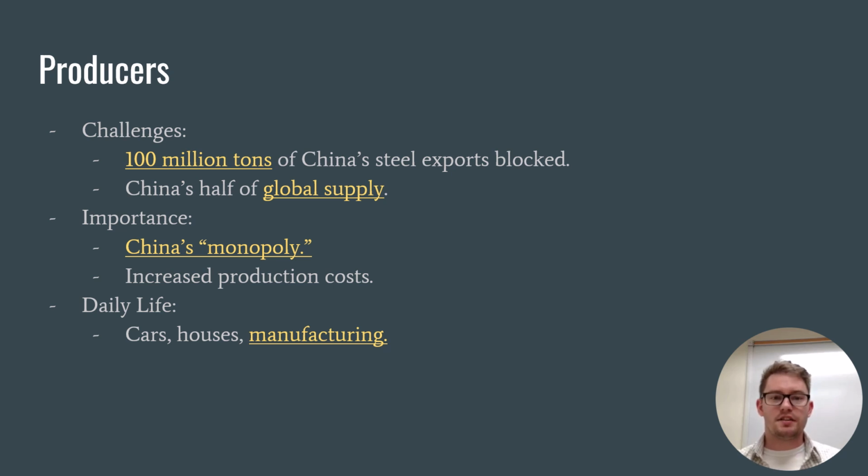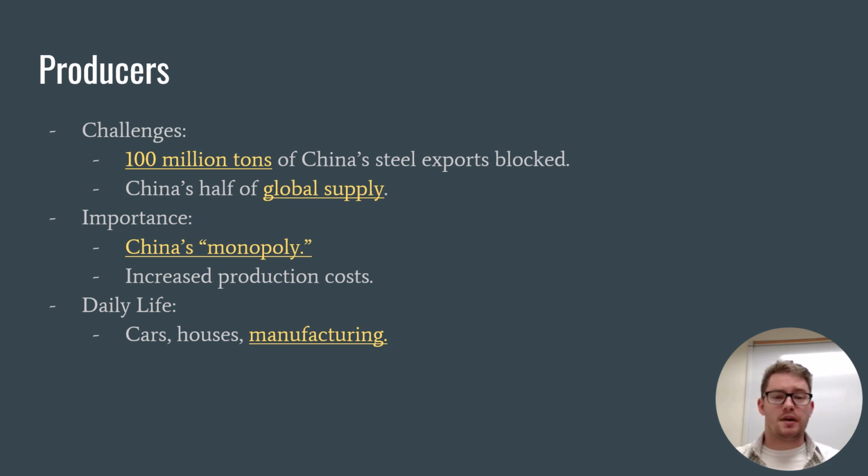Hello, my name is Chris, and the impact we'll be talking about is our producers. Right now, China is the top producer. They produce over 100 million tons of steel, and that steel is being blocked by nations all across the globe. China right now produces about half of our global supply, followed by countries like Japan, the United States, and Russia.